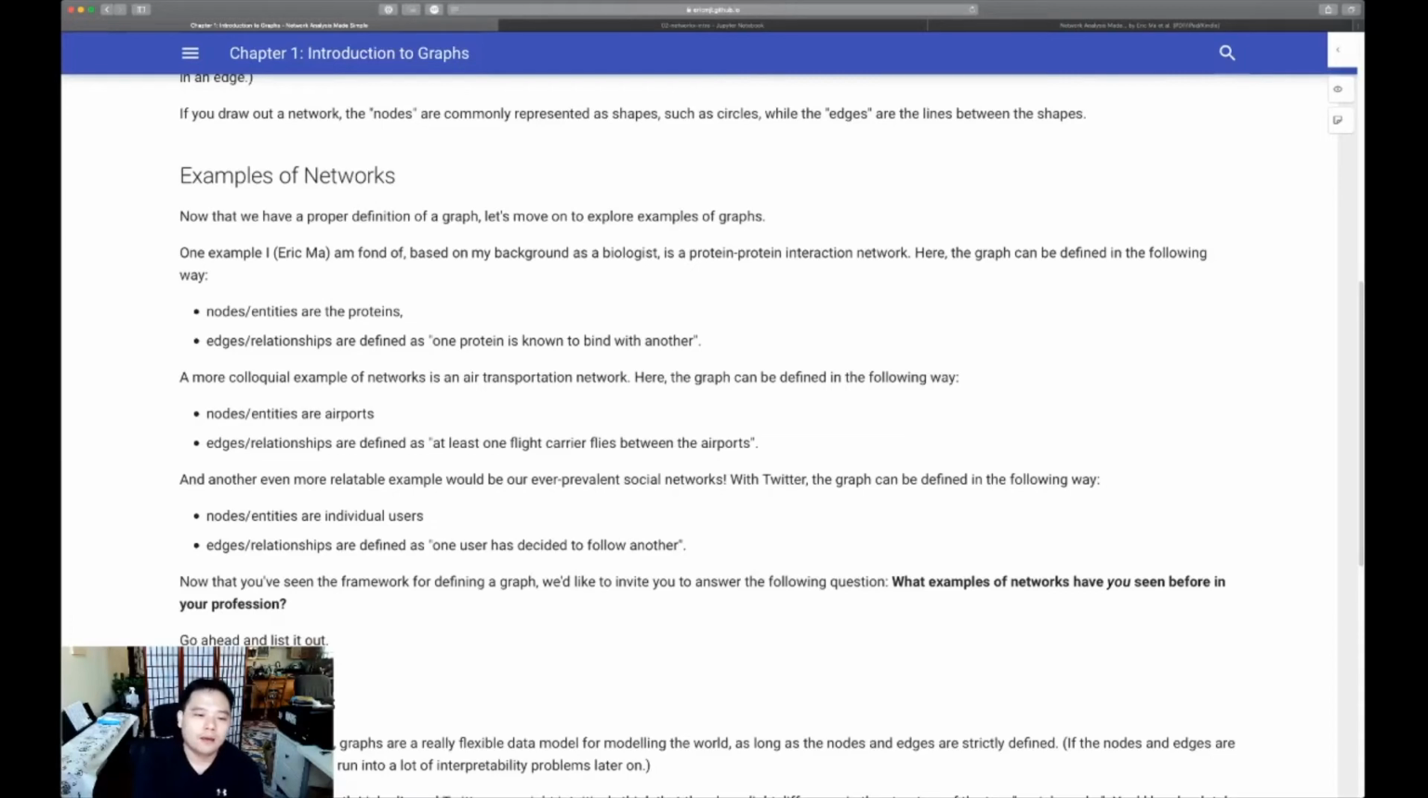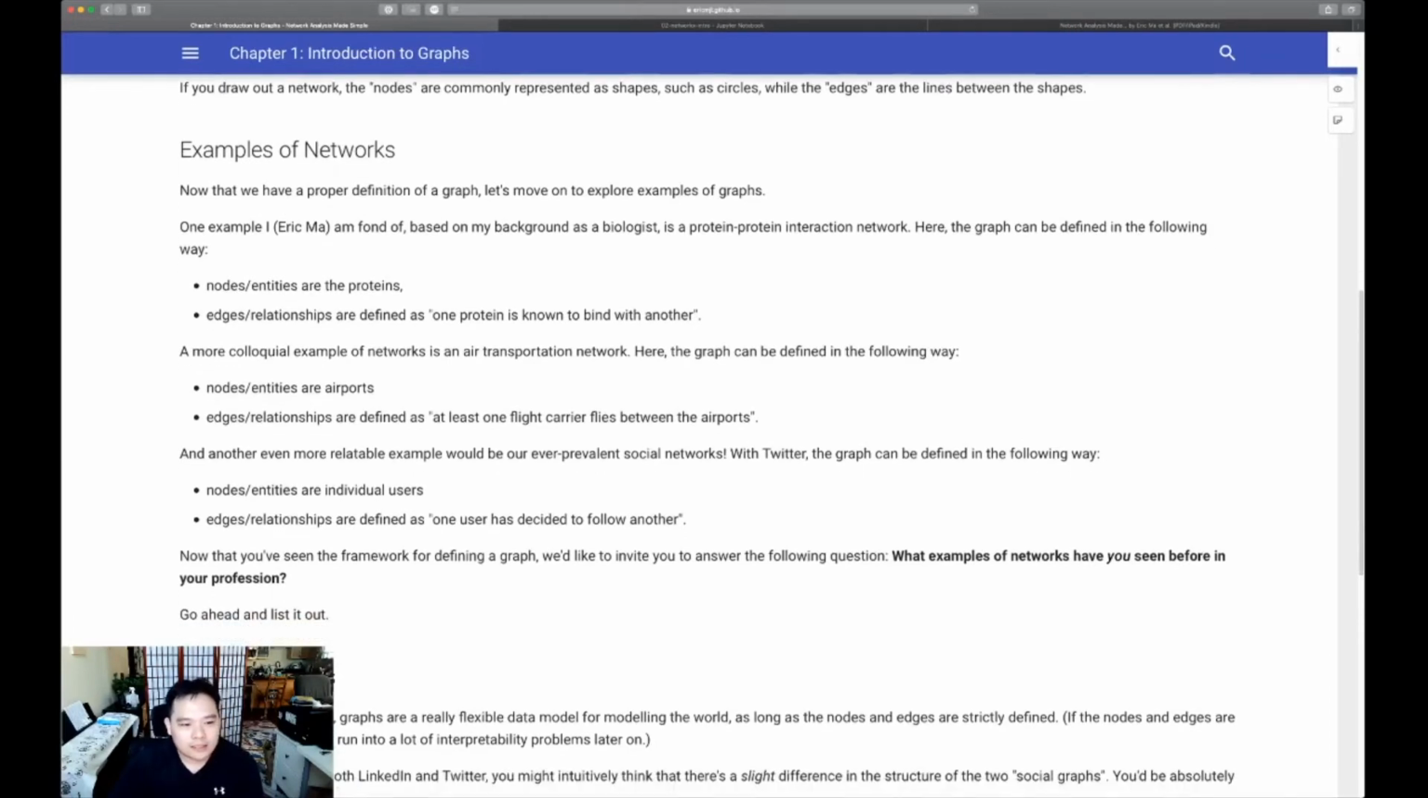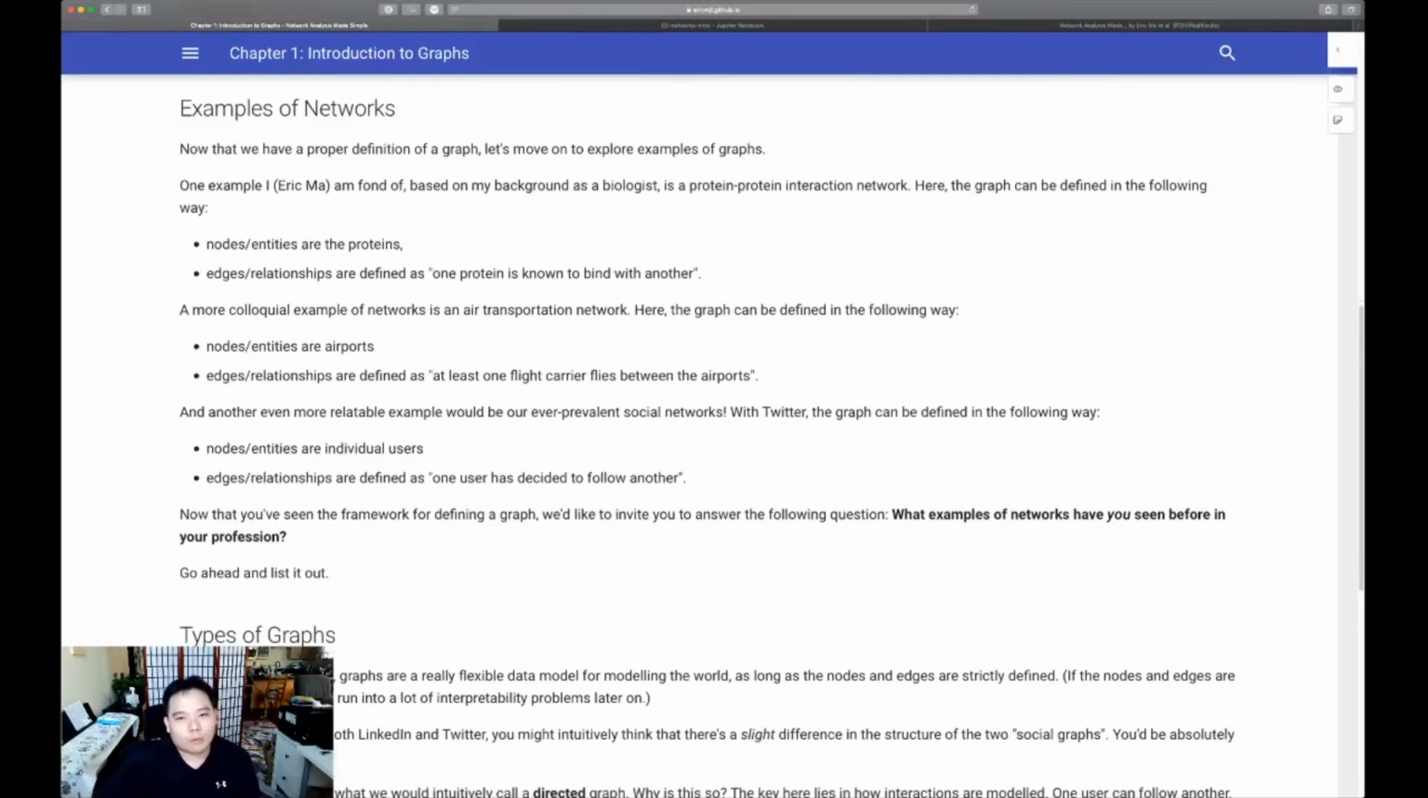And what you draw lines between gives rise to the most important, interesting piece of a graph. All right, so another example that we might be more commonly familiar with is an air transportation network. What do you think would be the graph's nodes and edges? Well, one way we could define it is that the nodes are the airports and the relationships, or the edges, are that there's at least one flight carrier that flies between those two airports.